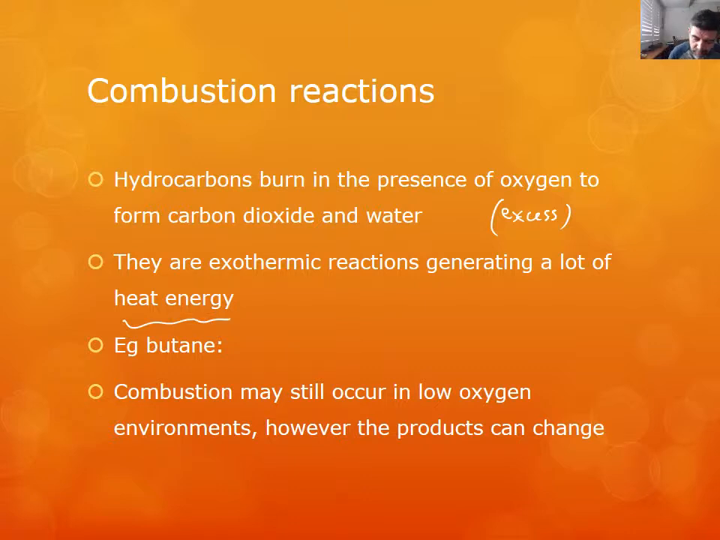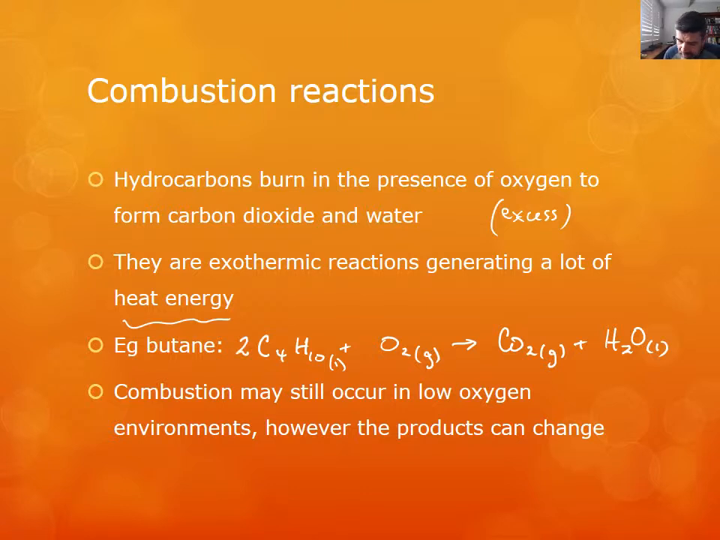One example of these would be butane, C4H10, in the presence of oxygen, and we'll call it a liquid coming out of the cigarette lighter, and it's going to form carbon dioxide and water. Of course, we need to balance that equation. In order to do that, we're going to have an odd number, so I'm going to have to double that. So 10 here, 8 there, and 26, 13 there.